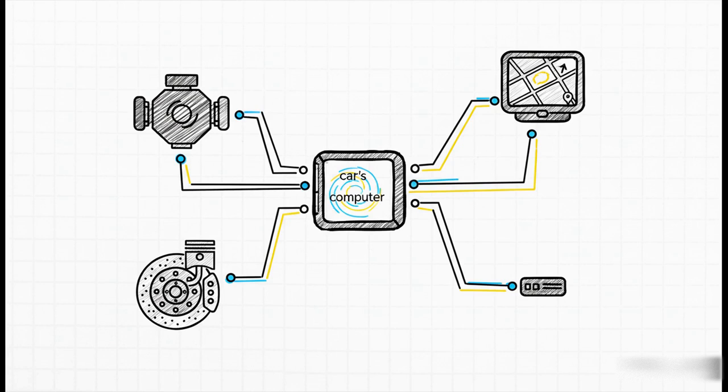Then you hop in your car. You're not just driving a machine anymore. You're basically piloting a computer on wheels. The engine, the brakes, the GPS, all of it is being managed by what's called embedded software. It's code that lives inside the hardware, built for one specific job.